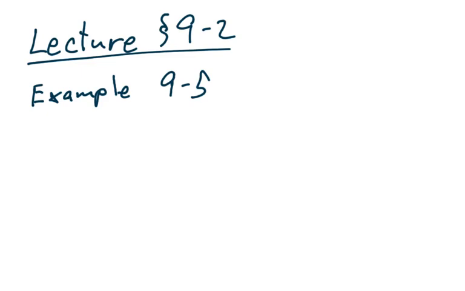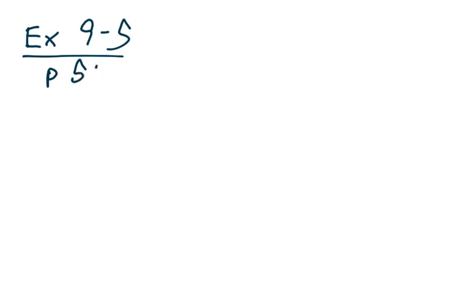And today we are going to continue on with a lecture for Chapter 9, Section 2 on testing the difference between two means. And that is using the t-test. So this is when we do not know the population standard deviations. So example 9-5 on page 501. In this example, we're going to be building a confidence interval for the difference between two means.